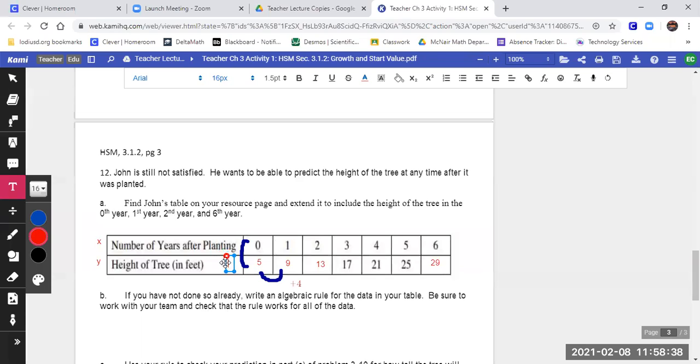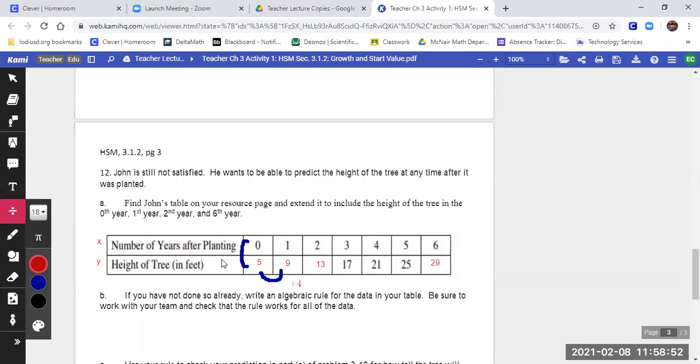Where are we starting our tree? What's our tree start value? How big was it when we planted it? That's our start value. How big was our tree when we planted it? That's our start value. Okay, 5. So we're adding 5 and multiplying by 4.